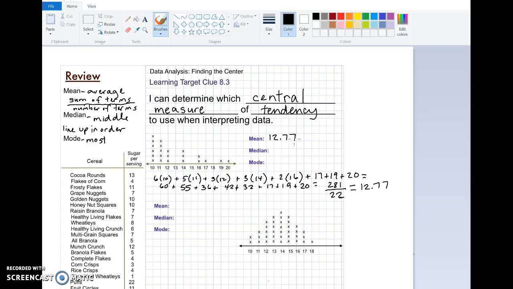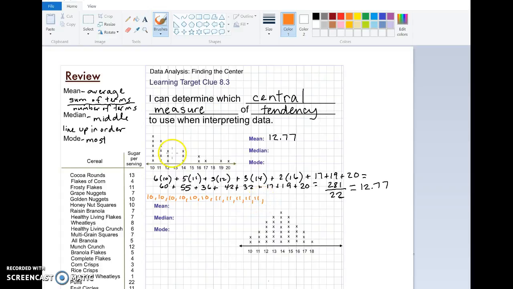That's using the mean. Now, if we wanted to use the median, what we would need to do is start by writing all of our numbers out. So I'm going to change my color so that you can see what I'm doing. I'm going to start, and I have 6 10s. So I'm going to write 10, 10, 10, 10, 10, and one more. Okay? And then I have 5 11s. 1, 2, 3, 4, 5.